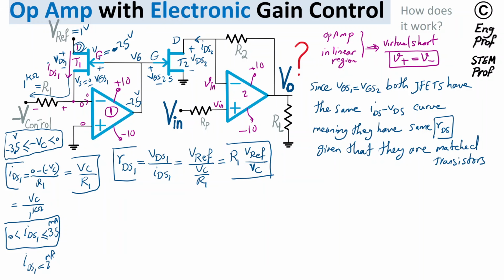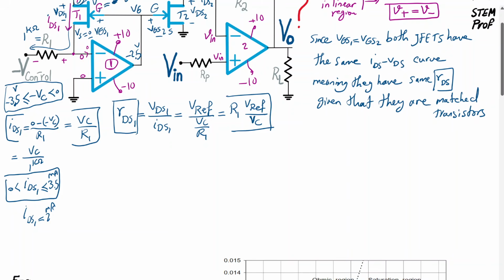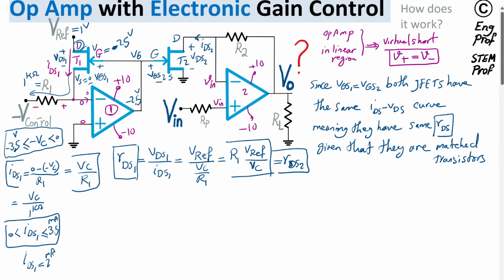So with that in mind, now that I found RDS1, I can say this is also equal to RDS2. Now we are done, because transistor 2 in the deep ohmic region setup requires Vin to be a small value. Vin appears at the negative terminal because of the virtual short, enforced by the negative feedback, which then becomes the VDS.